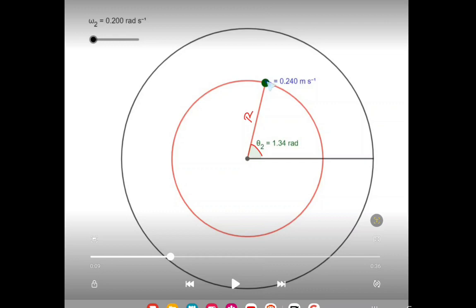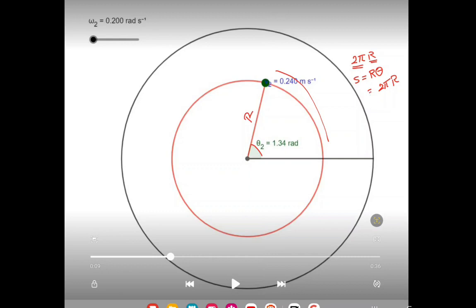When this particle completes one revolution, it sweeps the circumference of the circular path, and the circumference is equal to 2 pi r. Now r in this case is the radius of the circular path, and 2 pi is actually theta. So the arc here, let's name it s, is equal to r theta. When theta equals 2 pi, s in this case will be the circumference of the circular path.